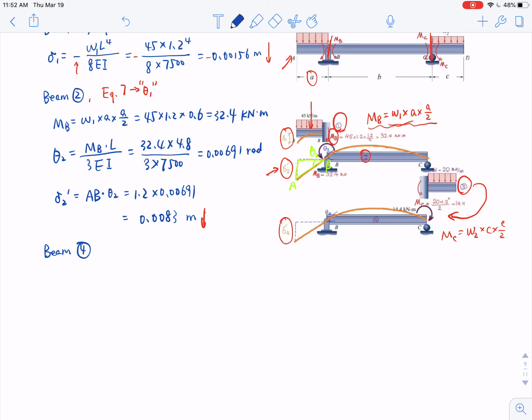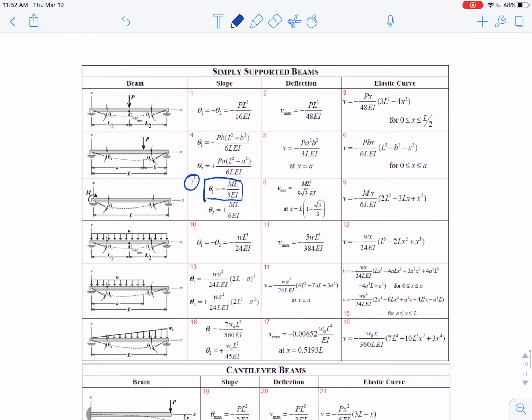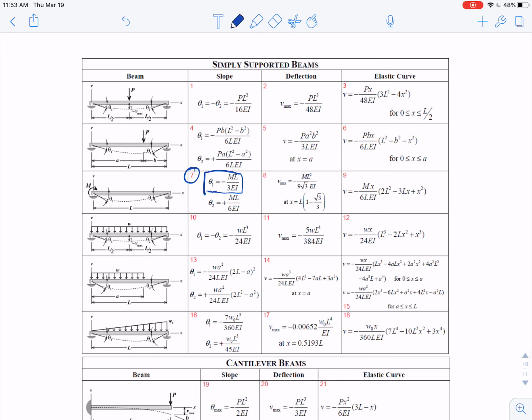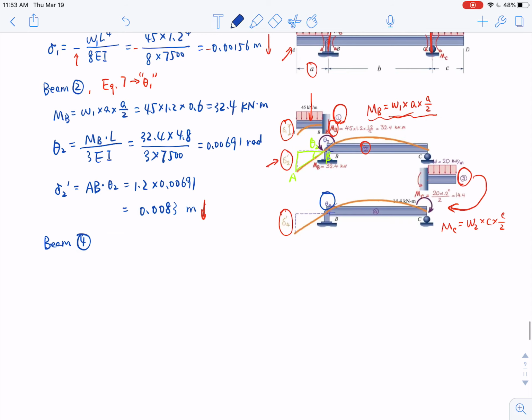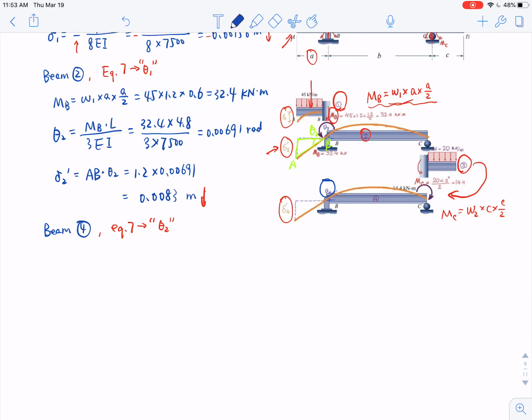For beam 4, we're calculating theta 4, this angle here. Again, I believe we will use equation 7, but since this time the bending moment is at the far end, we'll use the second equation, the far end equation, theta 2, which in our case is theta 4. Of course, at the beginning we need to calculate MC.